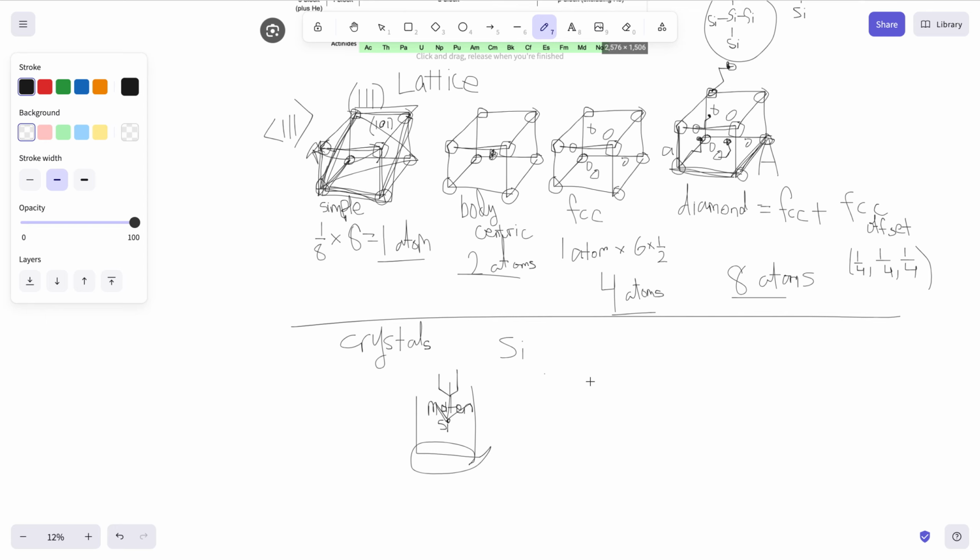Next video, we'll look at bond diagrams and using them as a model to describe the properties of semiconductors.